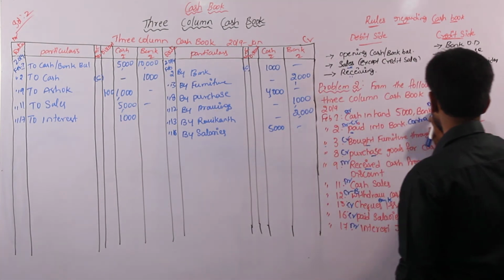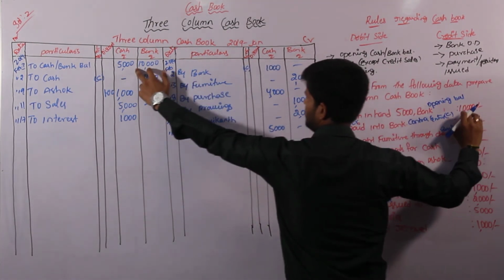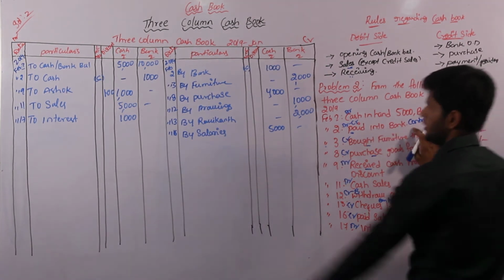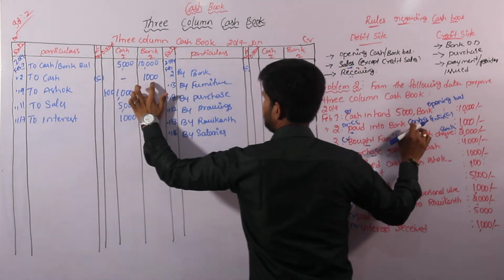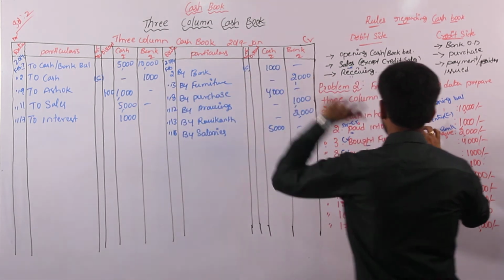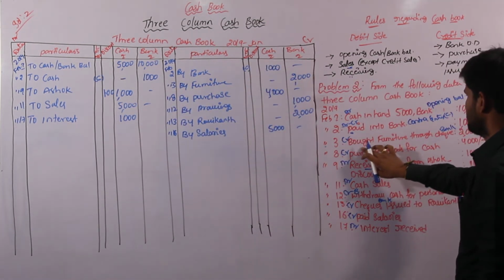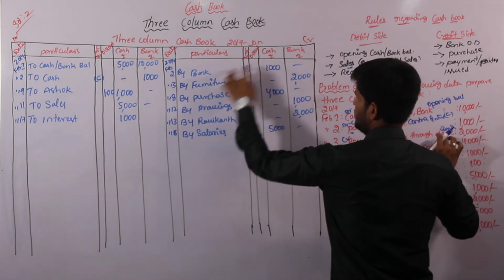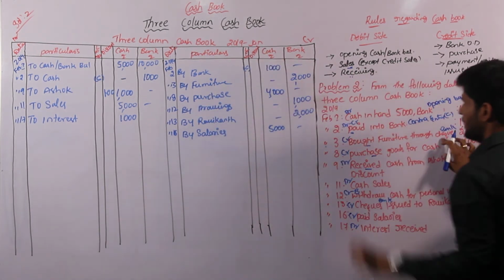Cash in hand 5000, bank 10,000. So both opening values are completed on the debit side. Paid into bank, contra entry. Here the second contra entry is completed. Here also the contra entry is completed. Bought is nothing but purchase. Purchase through check. Furniture through check. It will be converted into the bank column.